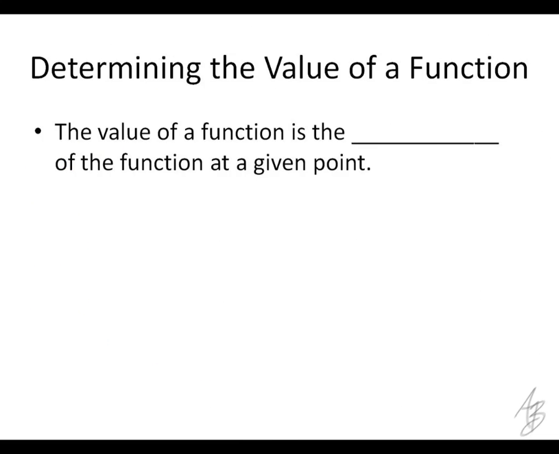A couple of important things about functions before we move on and do a couple more examples. First of all, the value of a function is the blank of the function at a given point. The given point is going to be the x value. So how did we figure out what the value of the function was going to be? We went to the x value and then counted either up or down. So what we're measuring when we count up or down is just the height of the function.